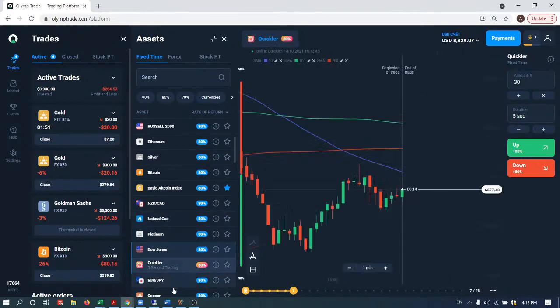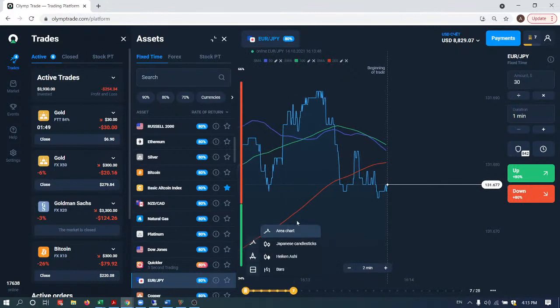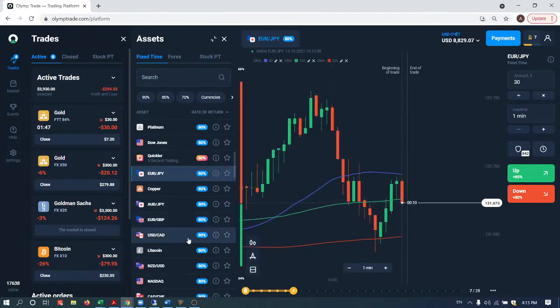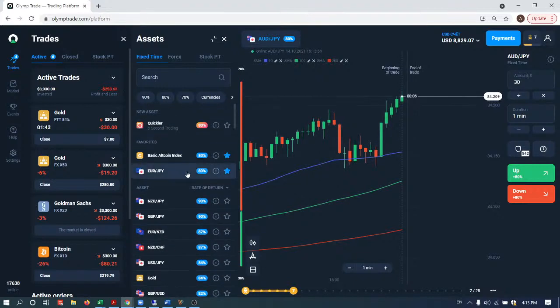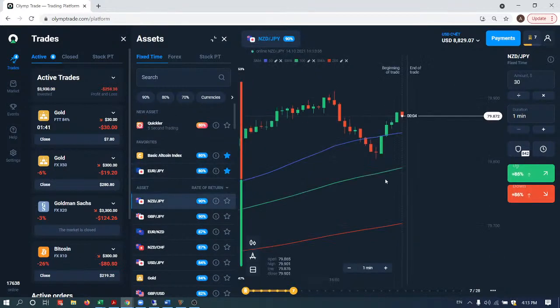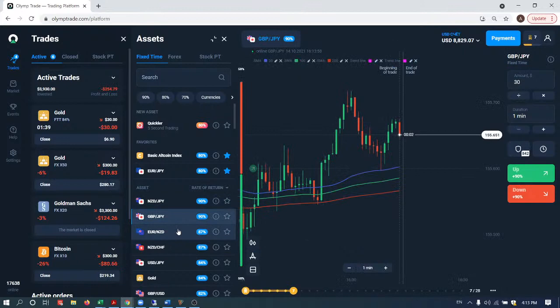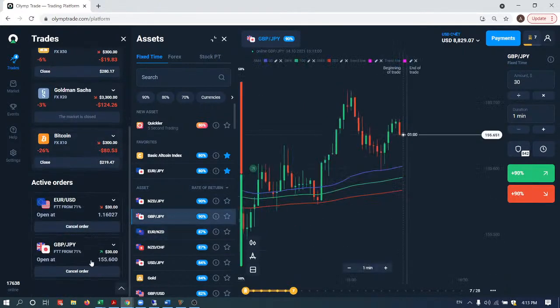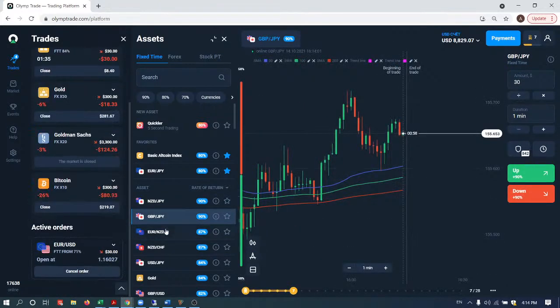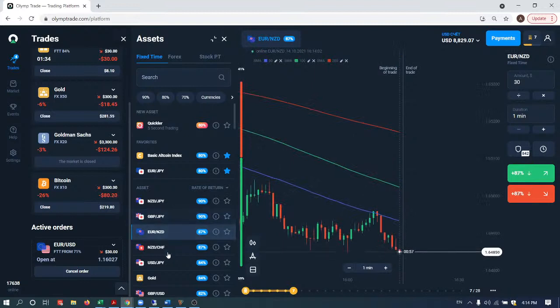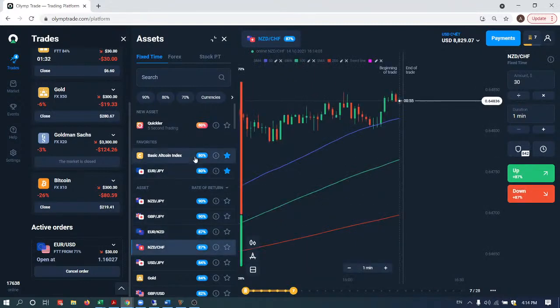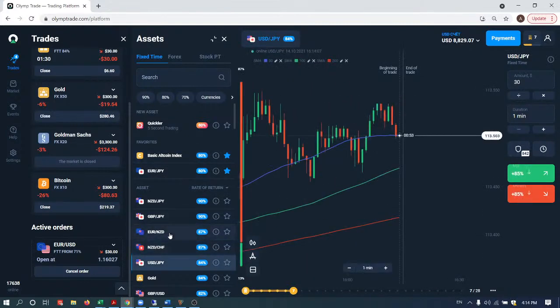All right, quicker. Euro JPY, AUD JPY. Okay, I'm gonna cancel this pending order. Doesn't make sense. So the situation has completely changed on that asset, so there is no need.